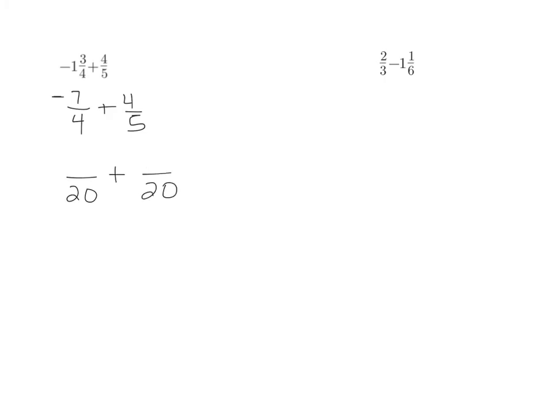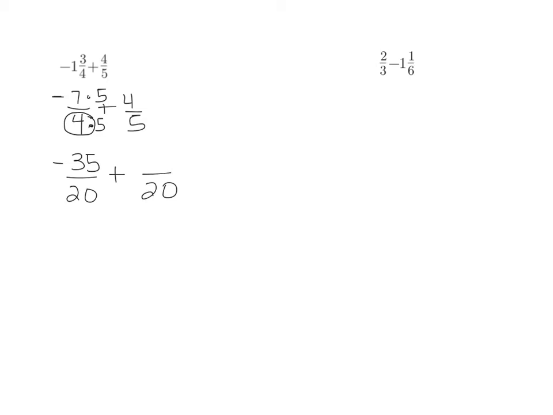Now whenever you change your denominator, you also have to change your numerator so that the fractions are equivalent. So looking at -7/4, well, think about, what did I multiply this 4 by to get 20? Well, 4 times 5 is 20. So I'm also going to multiply the top number by 5 as well. So I get -7 times 5, which is -35. Keep that negative sign right on top.